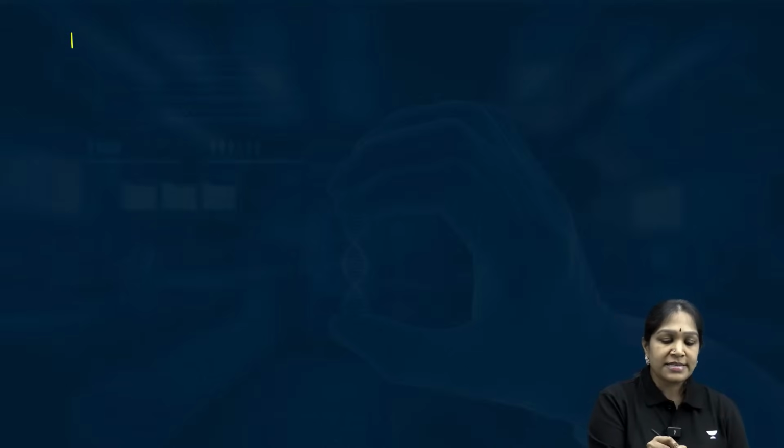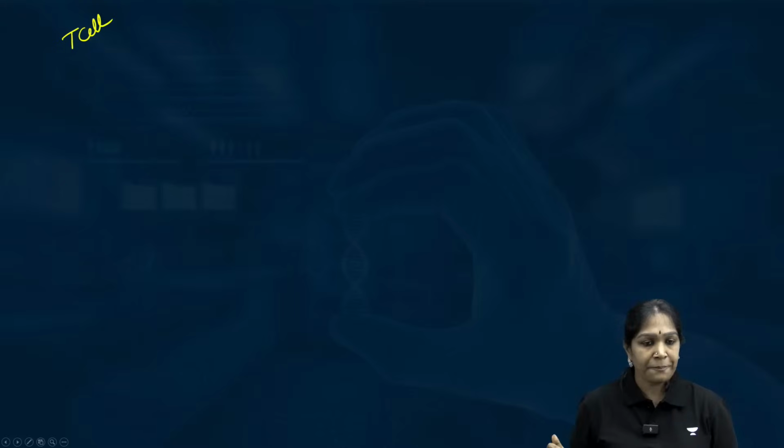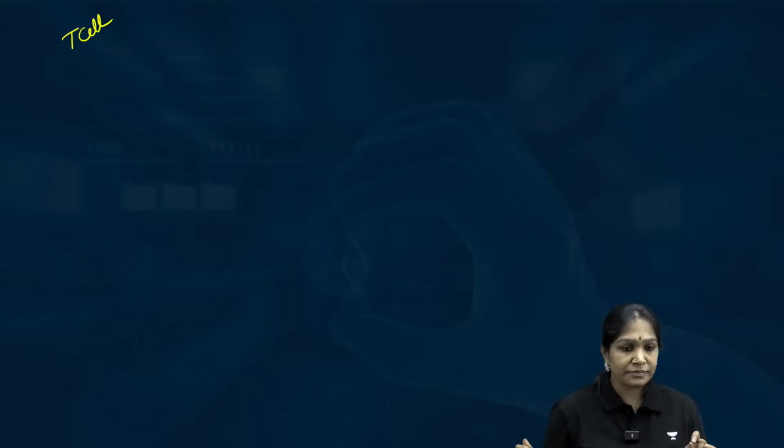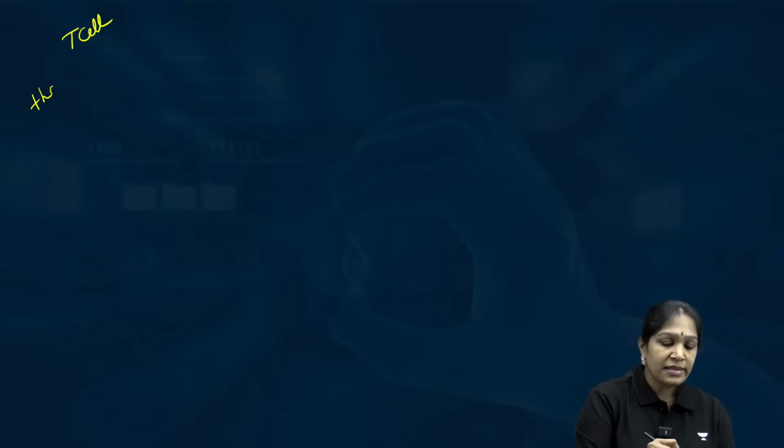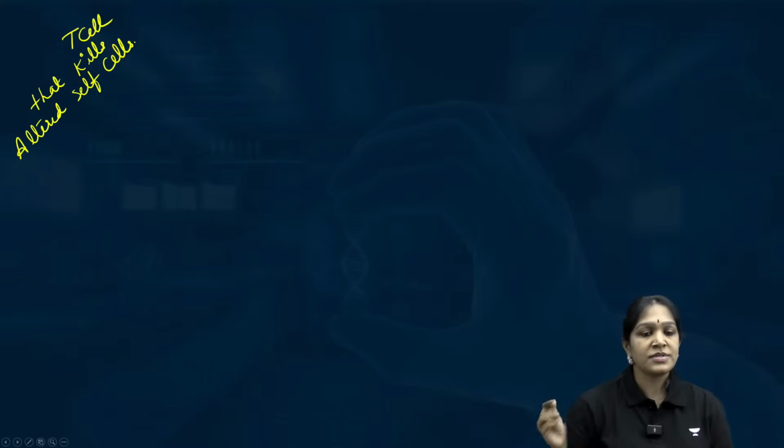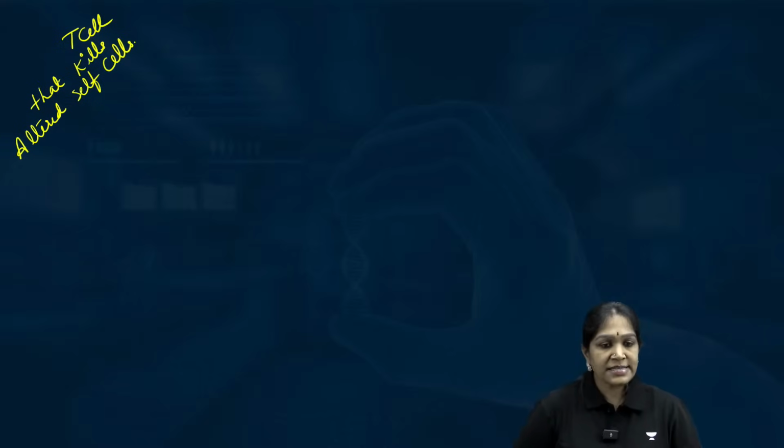what is a T cell? If you know, tell me, what is a T cell? T cell is a cell that kills altered self cells. Use the word altered self cells. I am explaining, Chetan. T cell is a cell that kills altered self cells. Use the word once, everybody.